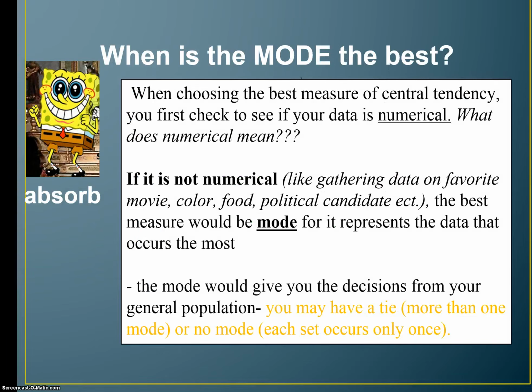All right, so when is choosing mode the best? Whenever you choose mode, your data is not numerical. Numerical means numbers. So if you have non-numerical, like movies, colors, food, political candidate, your best measure of central tendency will be the mode because it represents the data that occurs the most. The mode will give you the decisions from a general population. You may have a tie, you may have more than one mode, or you might have no mode if everything occurs only once or multiple times.